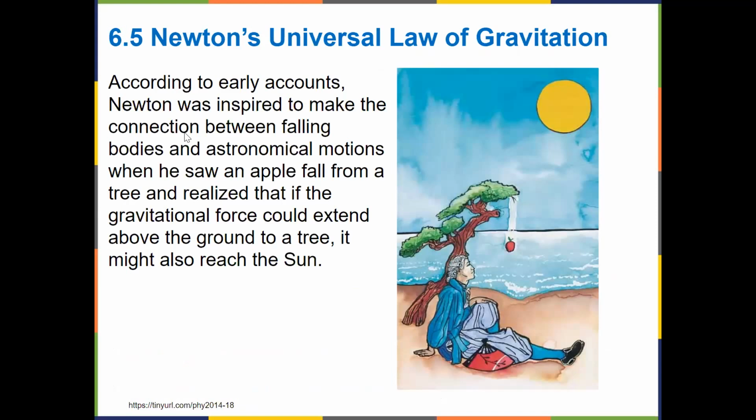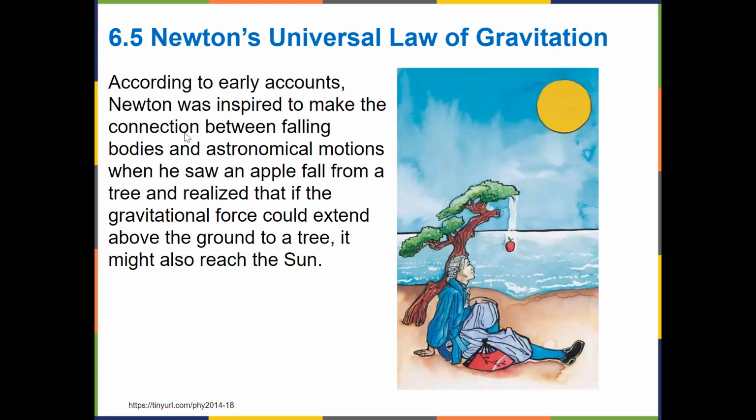The next section in this chapter talks about another Newton's law. We have talked about Newton's first law, second law, third law. Now this is another law, called the universal gravitational law, or universal law of gravitation. It basically says any two objects in the universe have attraction between them.